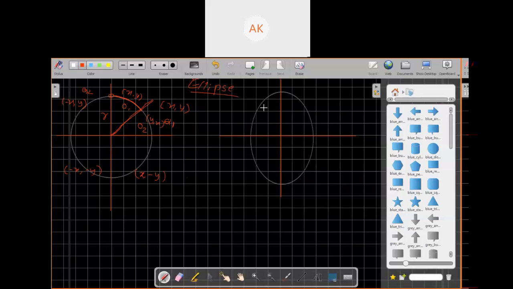Now the ellipse. The complete name of this algorithm is the midpoint ellipse drawing algorithm. We follow the same rule as in the circle midpoint: we calculate the midpoint, and corresponding other points we calculate. As you can see, this is an ellipse.